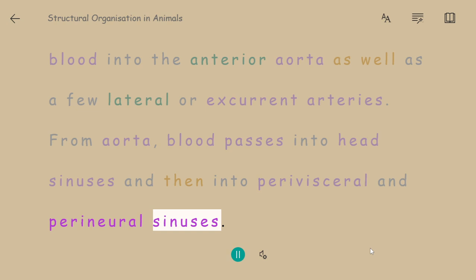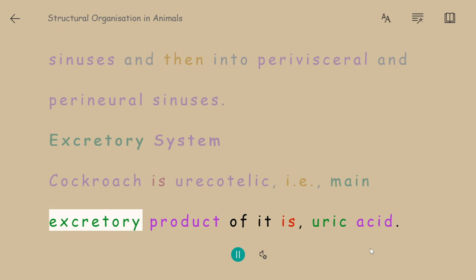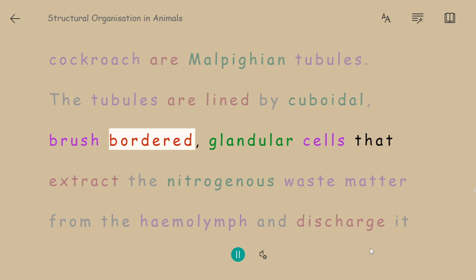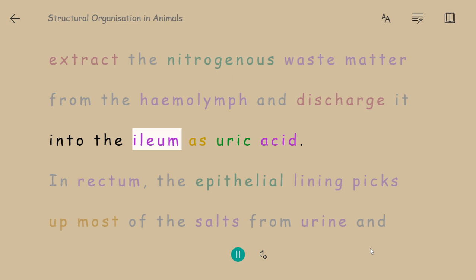Excretory system. Cockroach is uricotelic, i.e., main excretory product of it is uric acid. The main excretory organs of cockroach are Malpighian tubules. The tubules are lined by cuboidal, brush-bordered, glandular cells that extract the nitrogenous waste matter from the hemolymph and discharge it into the ileum as uric acid.